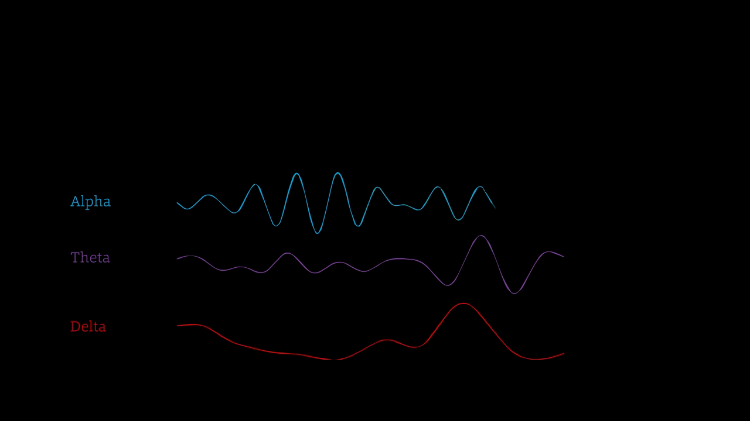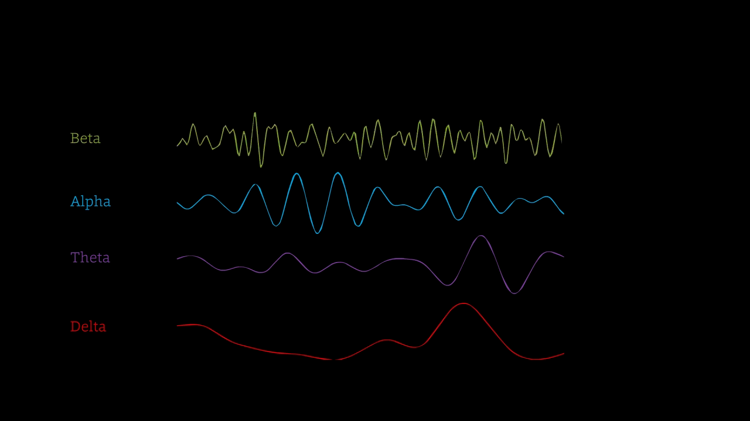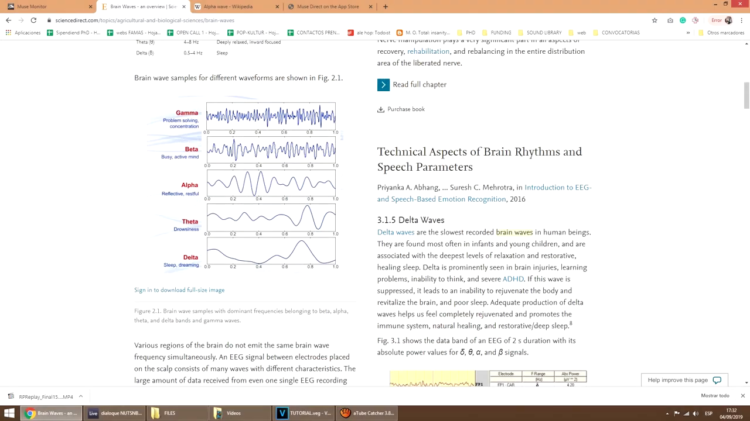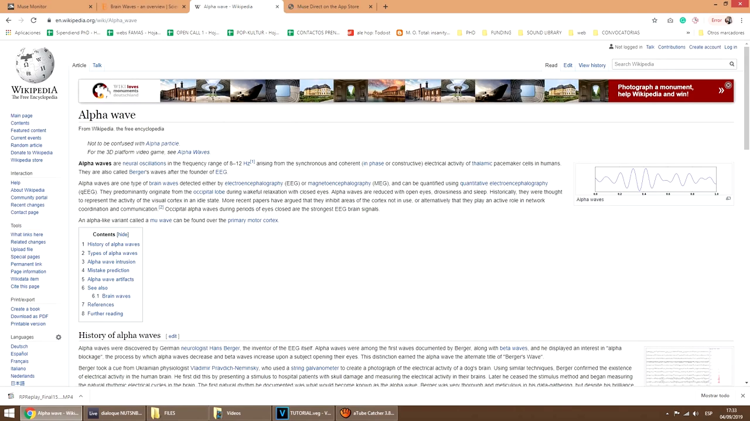Alpha is between 8 to 13 Hertz and is associated to meditation. Beta is between 13 and 30 Hertz and could be related to anxiety. Gamma are then the fastest of all. There is a lot of info that you can read on the internet about neuroscience.